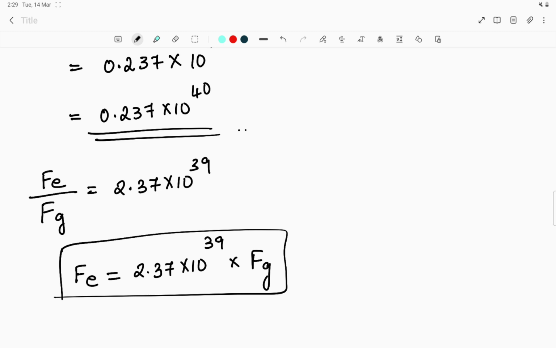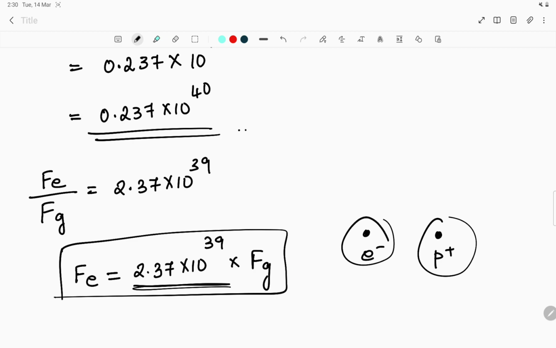You can see the strength of the electrostatic force for the same two particles. One electron is there and one proton is there. The force between them due to gravity and the force between them due to electrostatic, the ratio of those two has a difference of around 10 to the power of 40. That means electrostatic force is 10 to the power of 40 times larger than the gravitational force for an electron and a proton. This is the concept here. I hope you have understood.